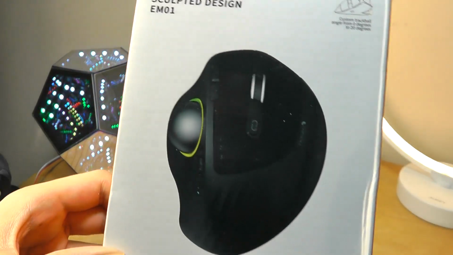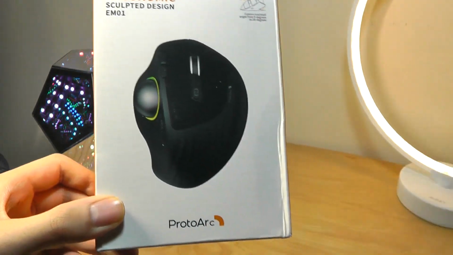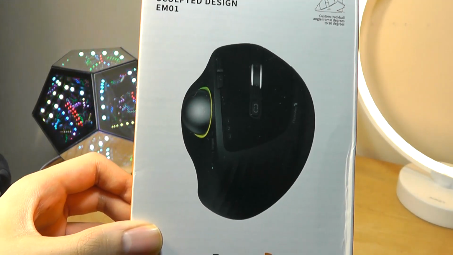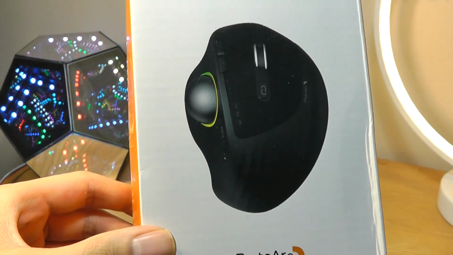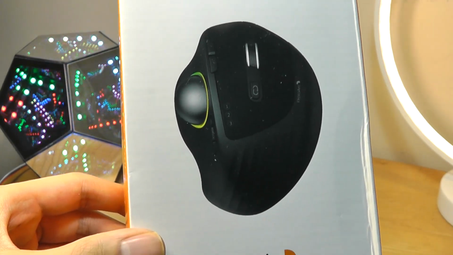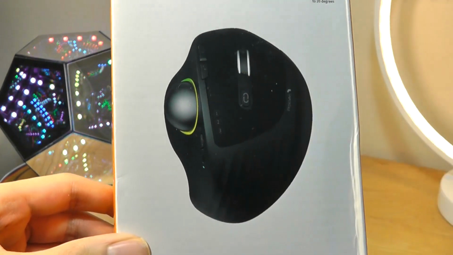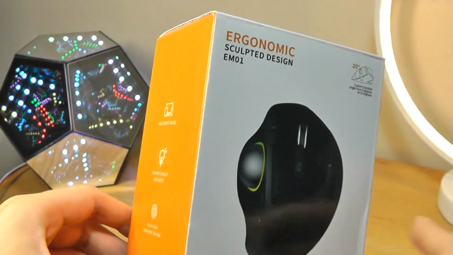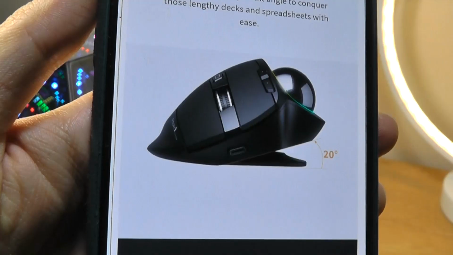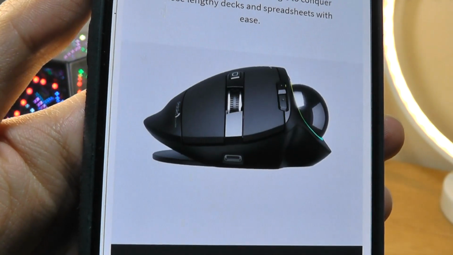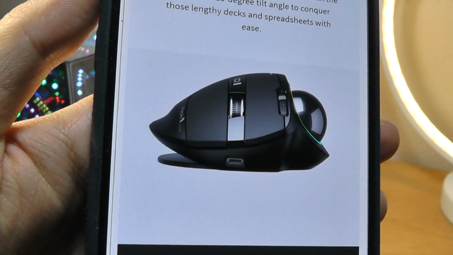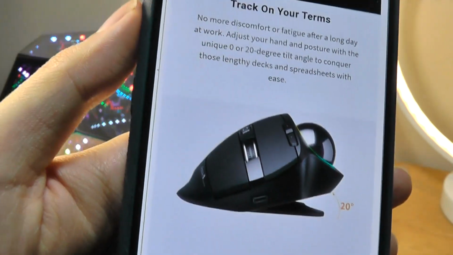The trackball here allows you to navigate the cursor without moving your hand around, so it can prevent carpal tunnel syndrome, prevents excessive wrist movement, and also works well if you are limited on desk space, because all you need to do is move your thumb and the ball there will move. Otherwise, it also has that interesting tilt functionality, so you can elevate the mouse on a 20 degree slope depending on your preferences, again in terms of how your hand feels comfortable.